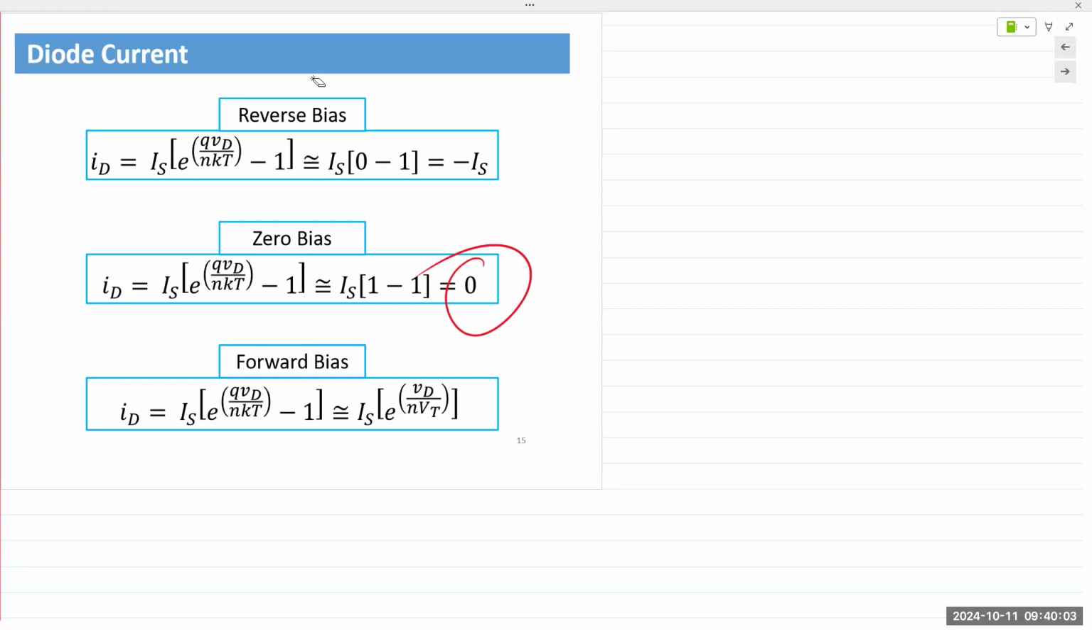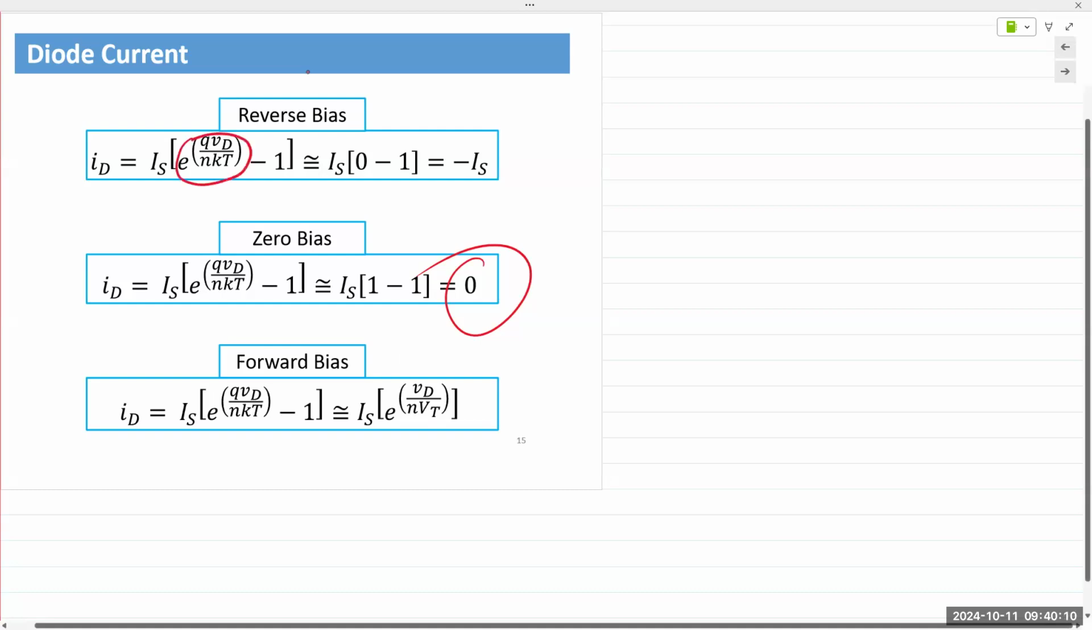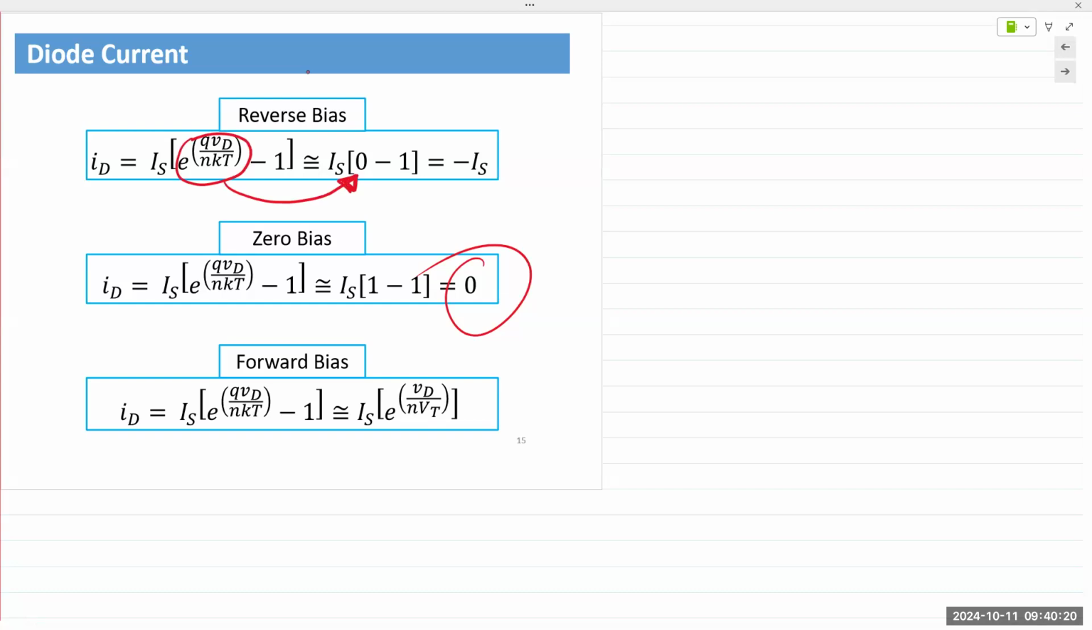Then, if you apply a reverse bias, negative voltage, we can reduce the exponent term to 0. And so that simply gives us minus IS, which is what we would expect based on the discussion we just had. In the reverse bias, there is very minimal current flow, just equal to the saturation current. And of course, we assign a minus sign to it because it's the reverse bias.